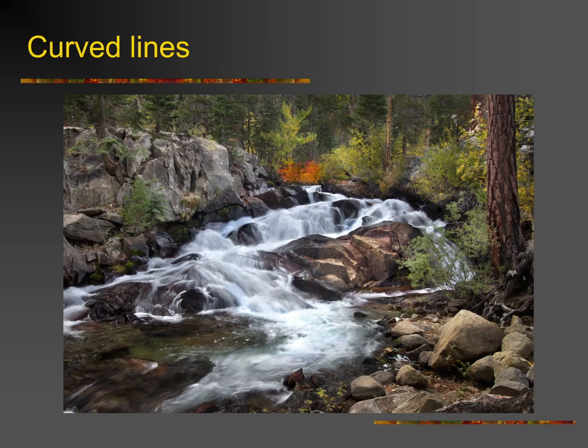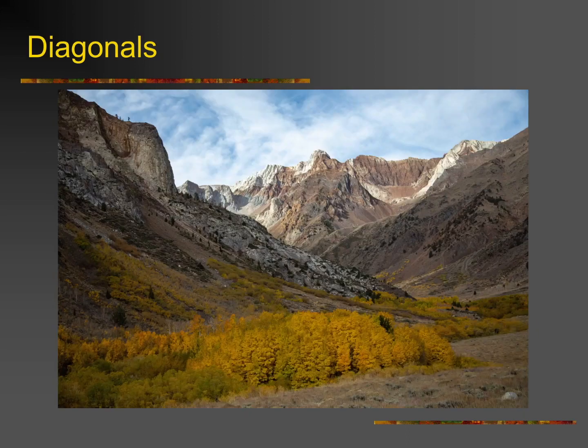The use of a curved line can gently help set the scene and guide a viewer's eyes through the frame, such as Big Bend Falls here in Leavining Creek does, leading us to the small patch of fall color in the background. Diagonal lines are dynamic, and they draw the viewer's eye through the photograph.